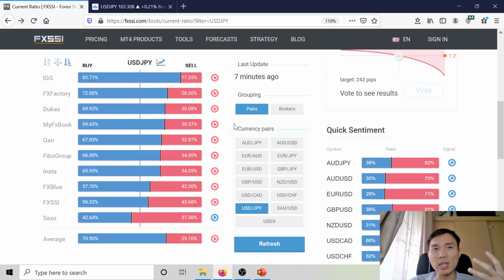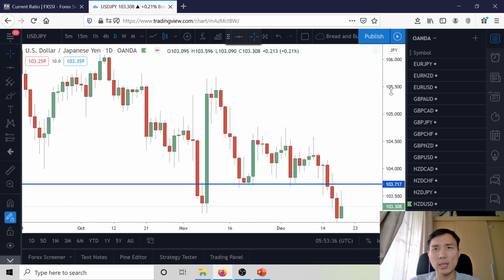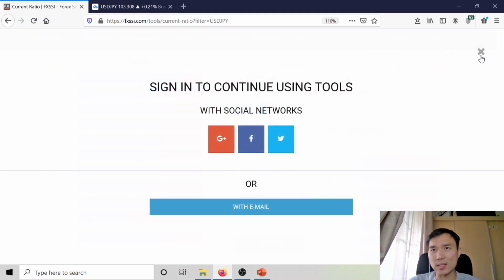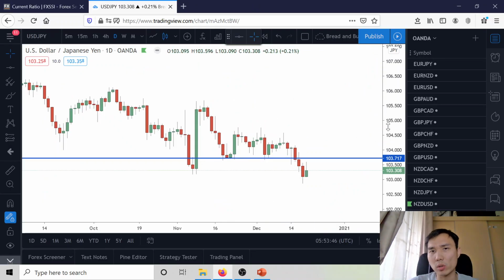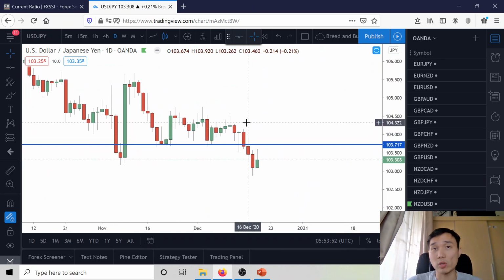So I think this is one of the pretty cool examples of how, when we know the stats that the majority are buying, then we need to sell. But of course, it depends on your trading system. You need to follow your system, based on your trading approach and your entry.